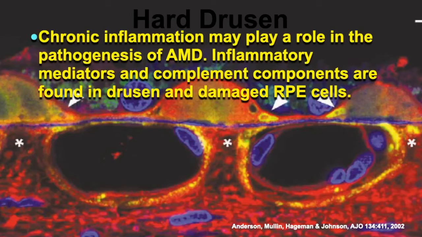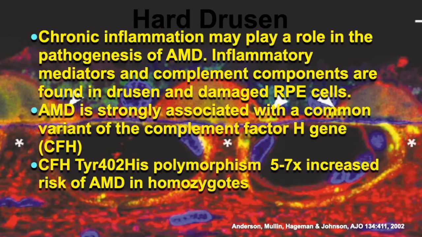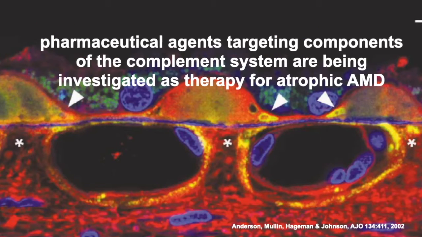Chronic inflammation is thought to play a role in the pathogenesis of age-related macular degeneration. Inflammatory mediators and components of the complement system are found in drusen and damaged RPE cells. Age-related macular degeneration is strongly associated with a common variant of the complement factor H gene. One polymorphism of the complement factor H gene has been shown to markedly increase the incidence of AMD in homozygous patients. A number of pharmaceutical agents targeting components of the complement system currently are being investigated as treatment for atrophic AMD.